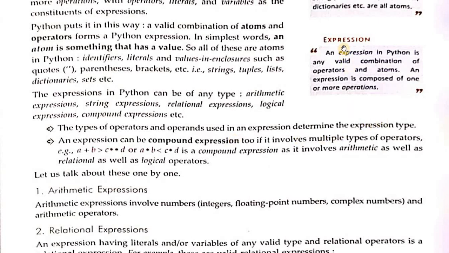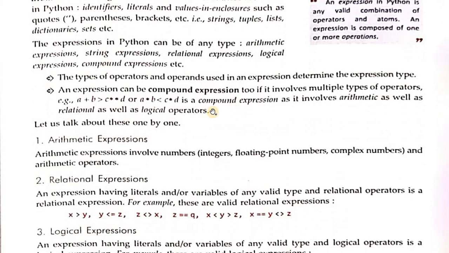So first look at the definition of expression. The expression in Python is any valid combination of operators and atoms, and an expression is composed of one or more operations. Look at here, the expression can be a compound expression too. This is an example of a compound expression, a plus b.